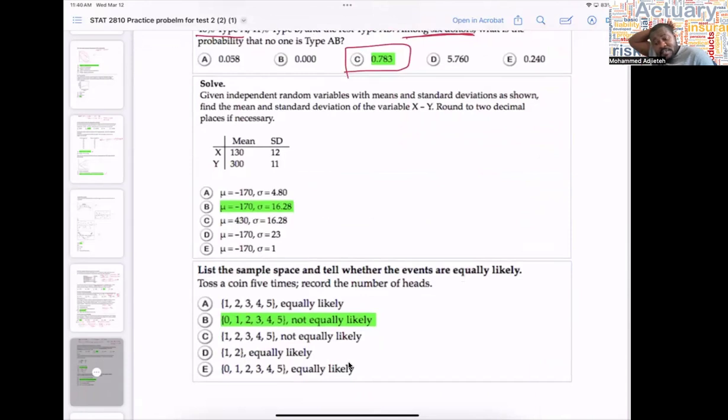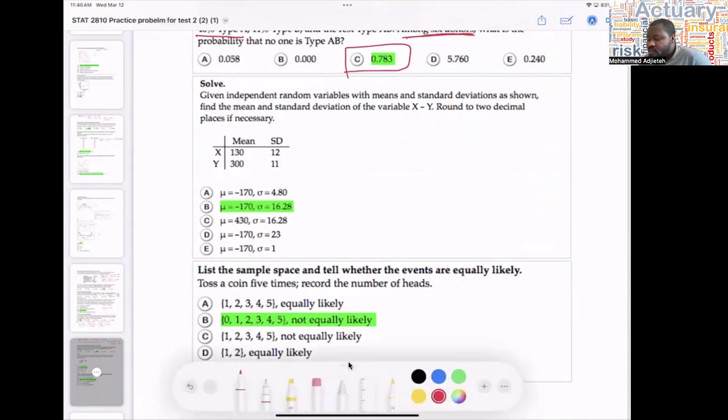Now, let's do this one. We are told that the independent random variables have the means and the standard deviations given, and we are asked to find the mean and standard deviation of this, to 2 decimal places.